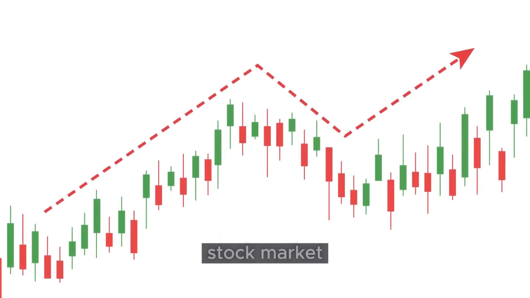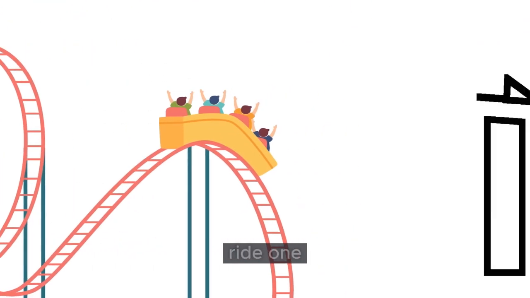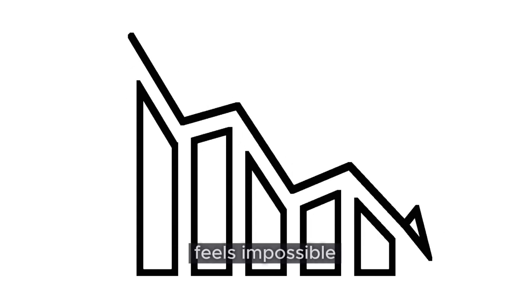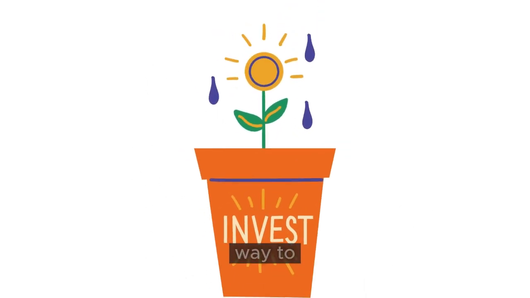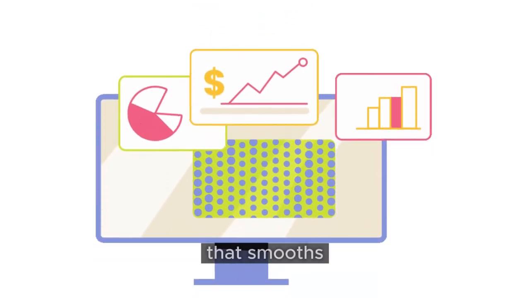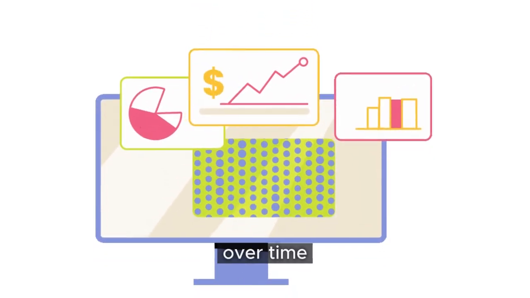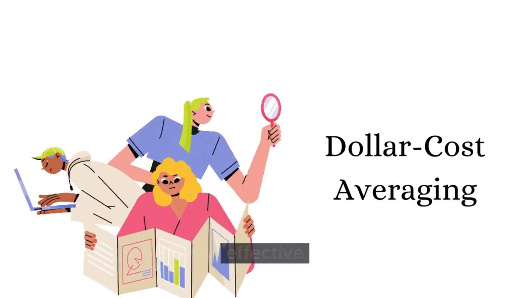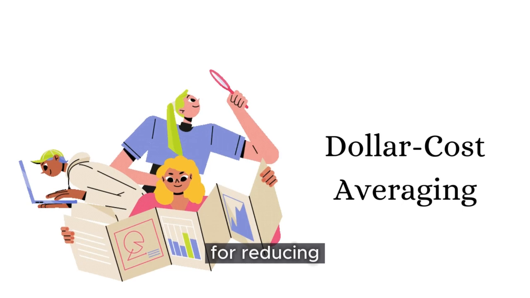Ever feel like the stock market is a wild roller coaster ride? One day it's up, the next day it's down, and trying to time the perfect moment to invest feels impossible. But what if I told you there's a way to invest without worrying about timing the market? A strategy that smooths out the highs and lows over time? It's called dollar cost averaging, and it's one of the simplest, yet most effective investing strategies for reducing risk.